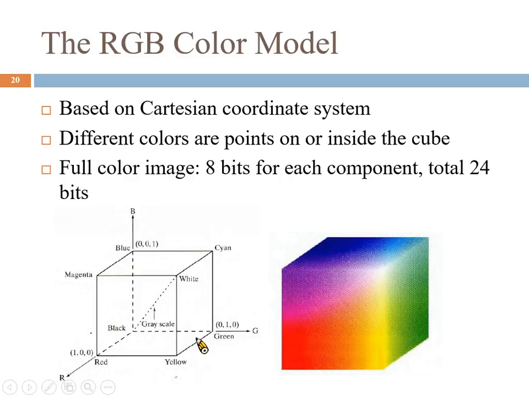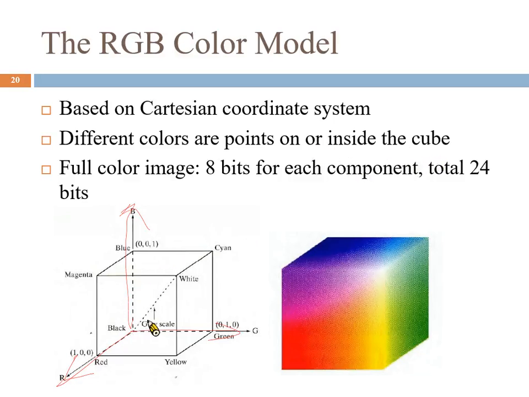So first, we introduce the RGB color model. Here it's based on a Cartesian coordinate system. We specify 3 axes corresponding to the strength of red, green, and blue. By specifying the 3 strengths corresponding to RGB, we can specify any visible color. So different colors are points on or inside the cube.